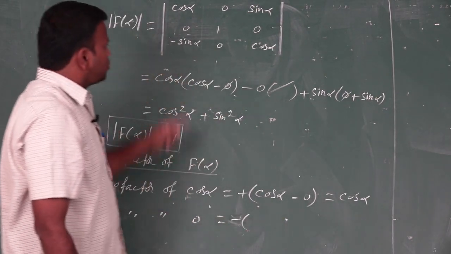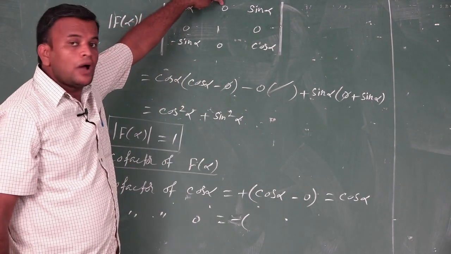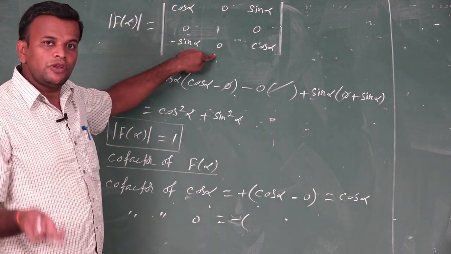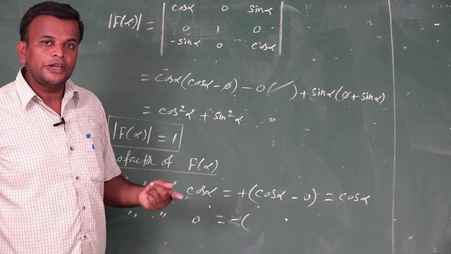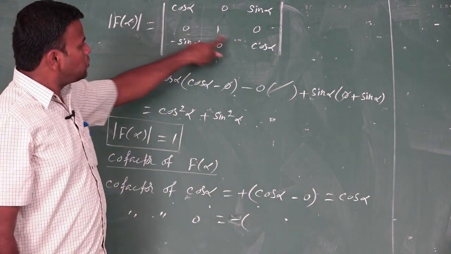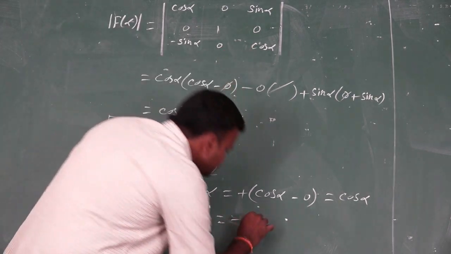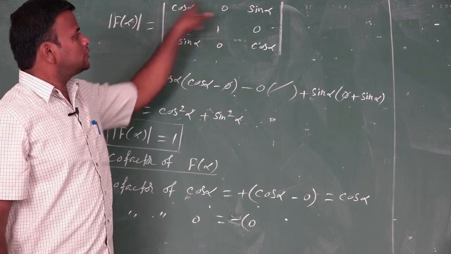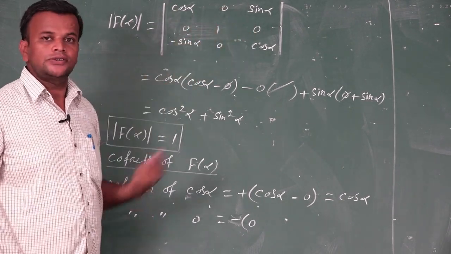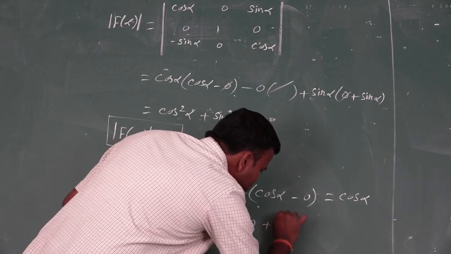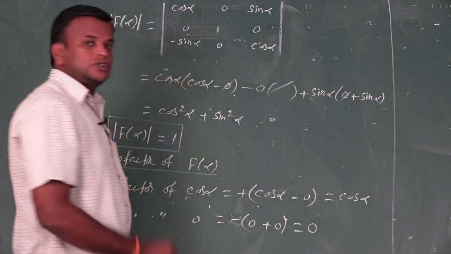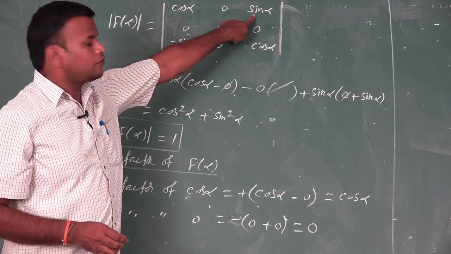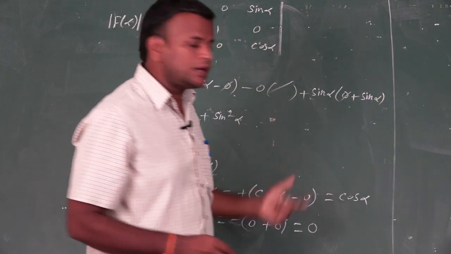Minus of. We leave the number 0's row and column, so we leave first row and second column. Then we simplify the remaining elements. First we multiply the leading diagonal elements. 0 into cos alpha is 0. Then we multiply these two elements. Sin alpha into 0 is 0. So it would be plus 0 or minus 0. So final answer is 0. So we find the cofactor of two elements. Next we find the cofactor of this one, cofactor of sin alpha.